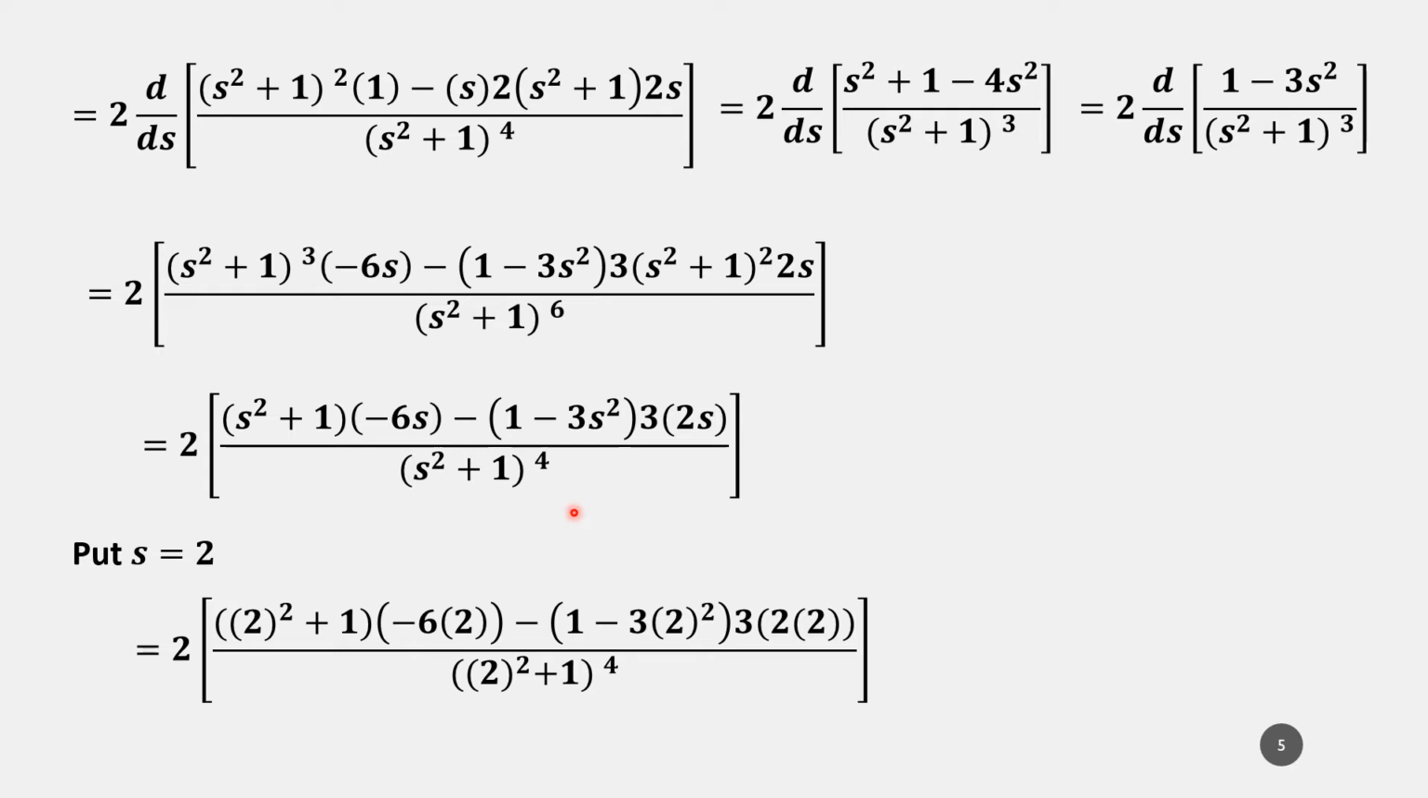So put s is equal to 2. Wherever s is there, replace it by 2. Use calc and calculate the value of this function. It comes out to be 144 upon 625. So we have calculated L of sine t. Whatever answer we have got, that we have differentiated 3 times and then put s is equal to 2 to get the final value of that integral. Whatever was the given integral, that integral value is equal to 144 upon 625.